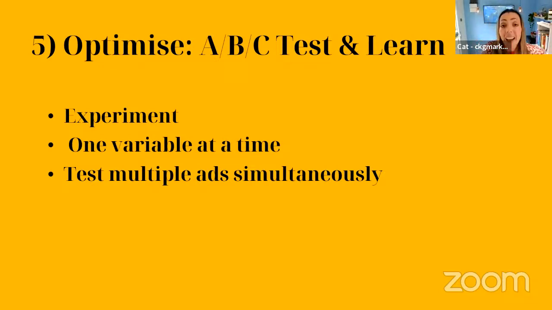Maybe we change the call to action, but one variable at a time, rather than testing a whole new set of image, call to action, hook, everything at the same time, because then you're not really comparing apples with apples anymore. You're comparing apples with pears. So one variable at a time to test, and eventually get to a point where you have multiple ads being tested simultaneously. Anything to add on this point today?